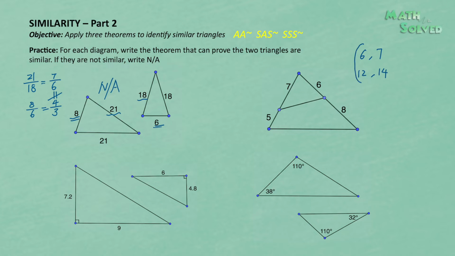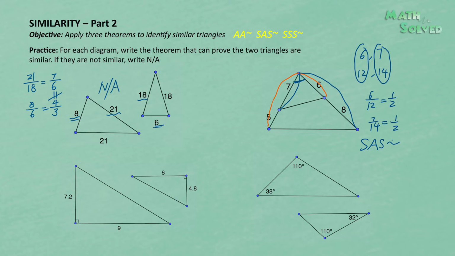So you need to calculate the ratio of these two sides and then the ratio of these two sides. So 6/12 is equal to 1/2, and 7/14 is also equal to 1/2. So these sides here, they are proportional. And it should be this side corresponding to this side, and this side corresponding to this side. And then from this diagram, we know this is the common angle for these two triangles. So according to the side angle side similarity, these two triangles are similar.